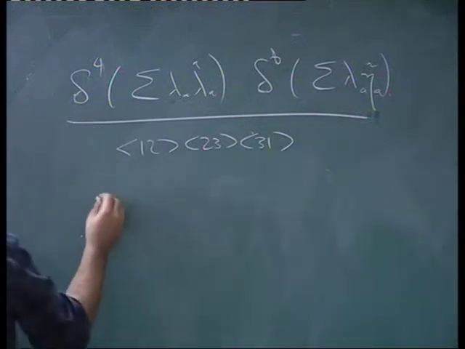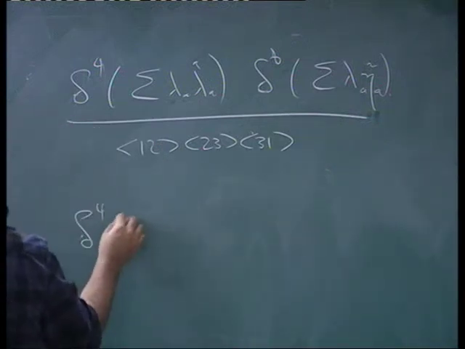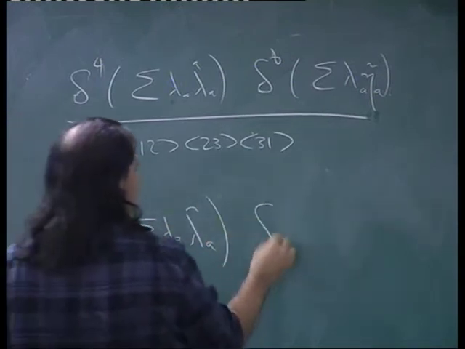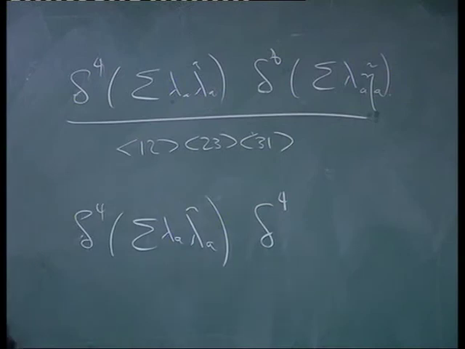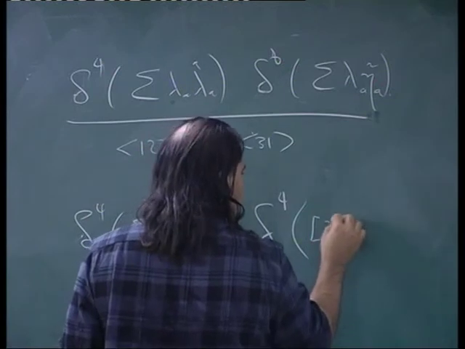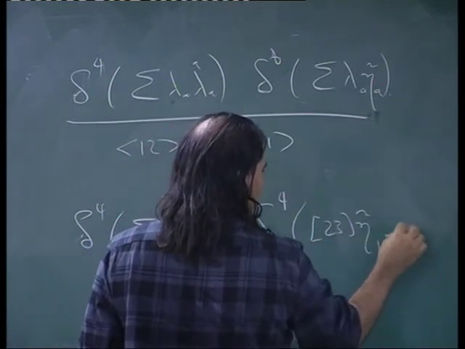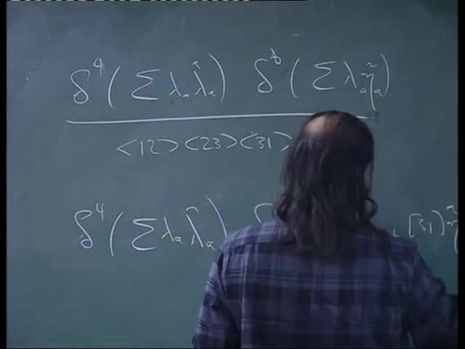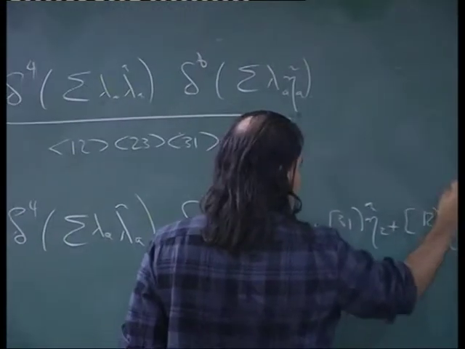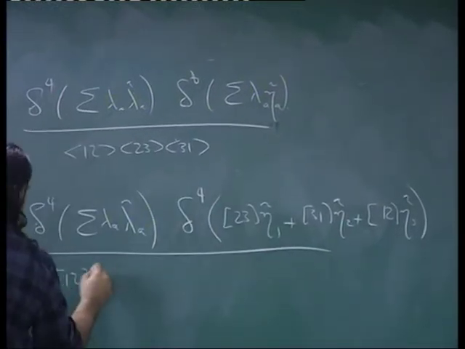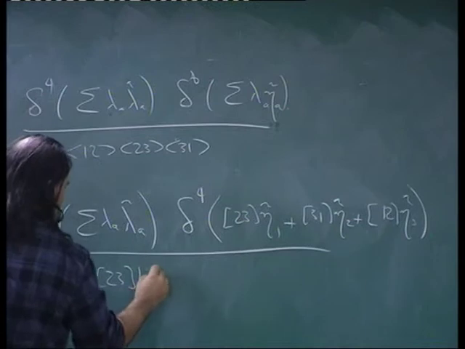And what it is, let's write it down: sum of lambda tilde. It turns out to just be a delta 4, because it's k equals 1. Delta 4 of [2 3] eta tilde 1, plus [3 1] eta tilde 2, plus [1 2] eta tilde 3, over [1 2][2 3][3 1].